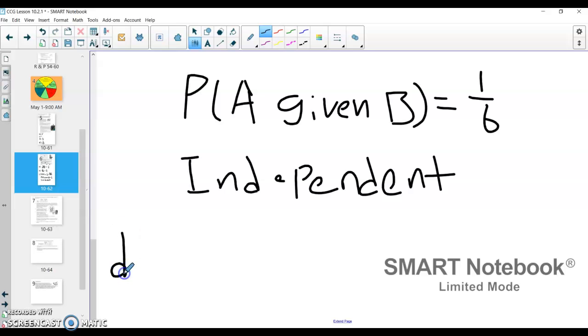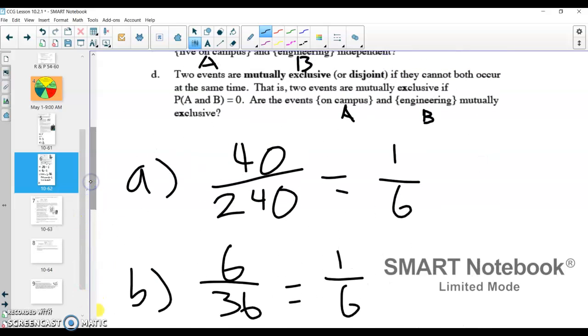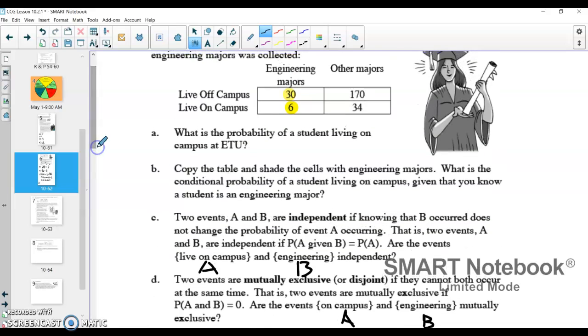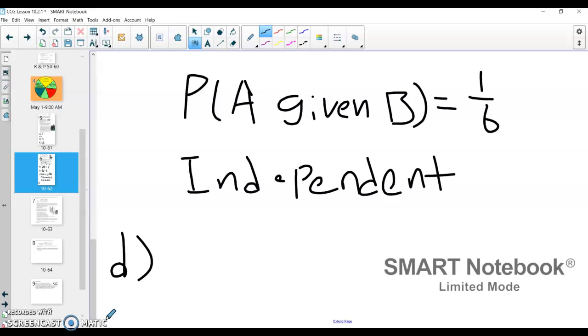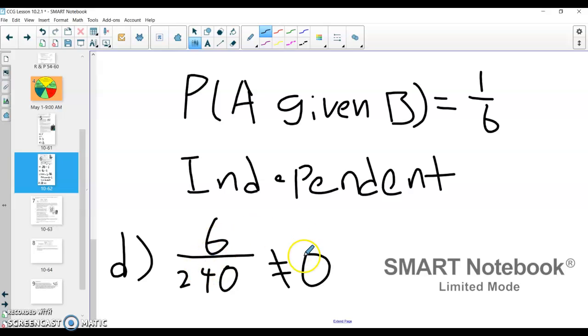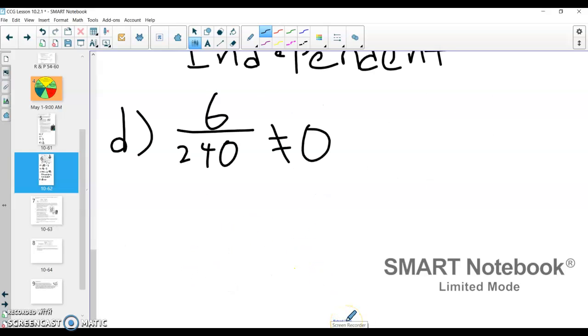And so for part D, that 240 people is coming from part A, where we found out that there were 240 total students in this sample size. Six of those 240 students are engineering majors that live on campus. And so that's the probability of A and B occurring together. Since this does not equal 0, I mean, it's a small number, but it does not equal 0, that means that these are not mutually exclusive.